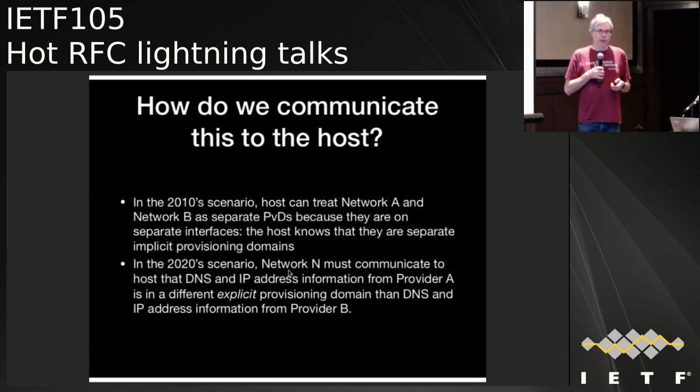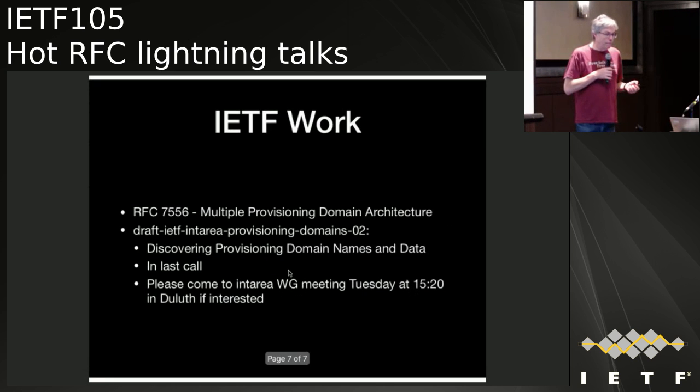That doesn't work so well if you have a border router and you're behind the border router and the border router is connected to two different homes. So in that case, we need something called an explicit provisioning domain. And so work has been going on in the IETF recently to make explicit provisioning domains happen.